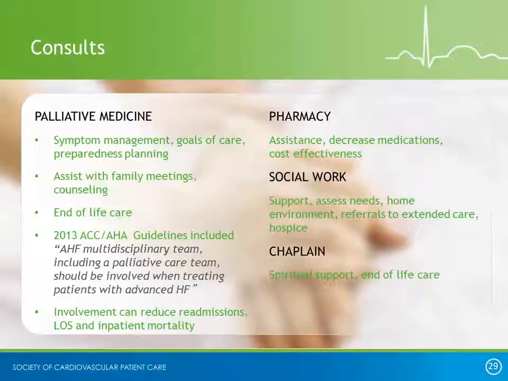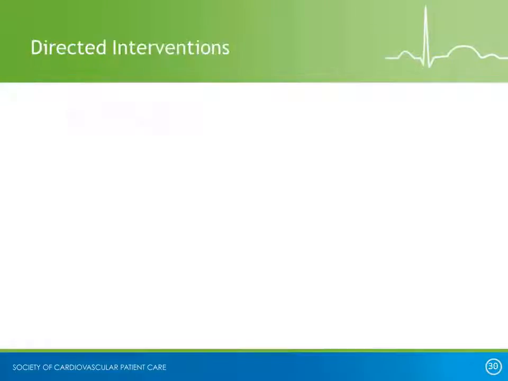Your social worker can help with support, assess the needs of the patient at home, help with home environment and transition plan, make referrals to extended care facilities or post-acute care providers, and of course help involve hospice in either the inpatient hospitalization or helping the patient get home with a hospice care provider. And the chaplain can provide spiritual support and end-of-life care as well.